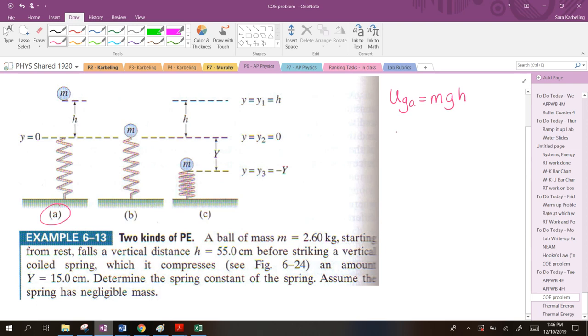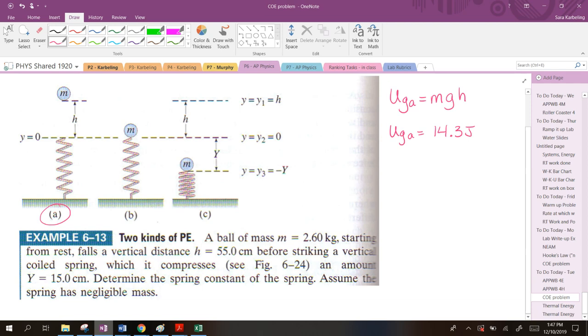Okay. So you can tell me that the gravitational potential energy at A is 2.6 kilograms times 9.8 meters per second squared times 55 centimeters. That's in centimeters, right? You guys notice that was in centimeters? So we need to convert that to meters, just making sure everybody's followed that. So what did you get for a value for that? 14.3 joules, says Ira. Can you guys corroborate that?